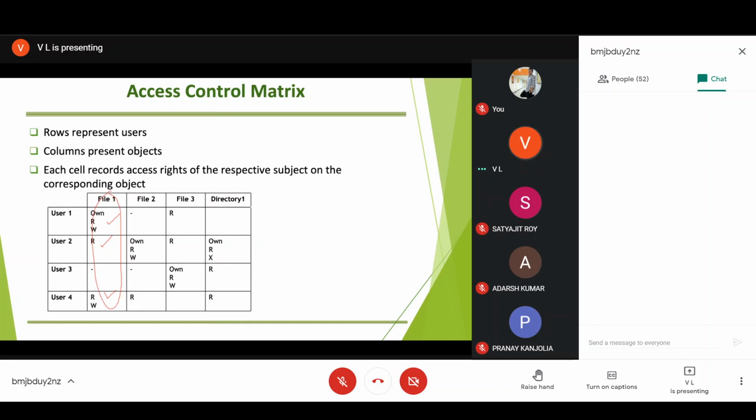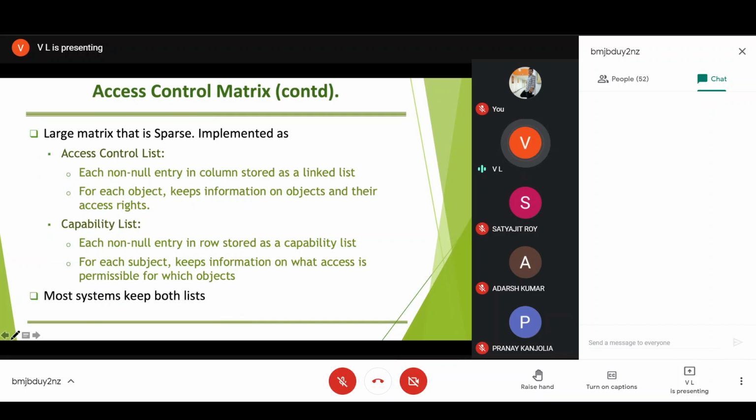Whereas a capability list is kept for every subject: we keep information on what the capabilities of this subject are. So whether this subject can access a file, or whether the subject can delete a file, etcetera. Generally, most systems will keep both kinds of information in some form.